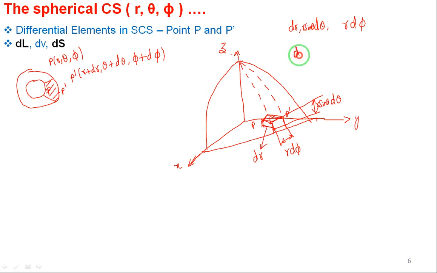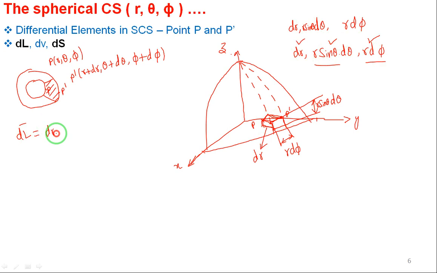So the differential elements are dr, r sin theta d theta, then r d phi. These two are angular distances, r sin theta d theta and r d phi, and these are the 3 differential elements. If I know the 3 sides of this differential volume that is formed, then I can go for calculating the differential length, differential volume and differential surface area. So as usual, as we have calculated for the Cartesian coordinate system and cylindrical coordinate system, first we will write the differential length dl vector.